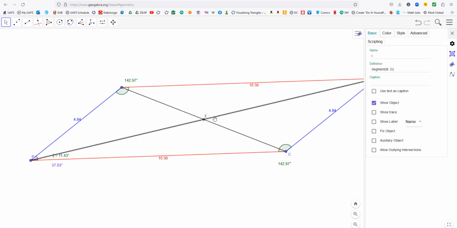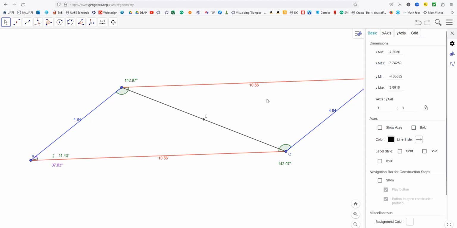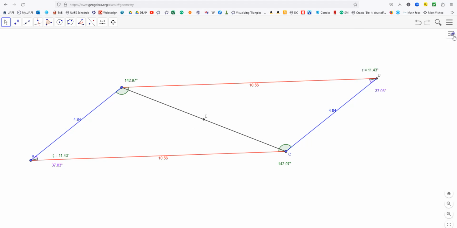So how could I prove that? Well, let's get rid of that diagonal for the moment. Okay, so what do we have? Well, we use the fact that we have these two congruent triangles. Remember, we just proved that. And what do we know? Corresponding parts of congruent triangles are congruent. That's the definition of congruent triangles. So these two sides are congruent because they correspond, and these two sides are congruent because they correspond.